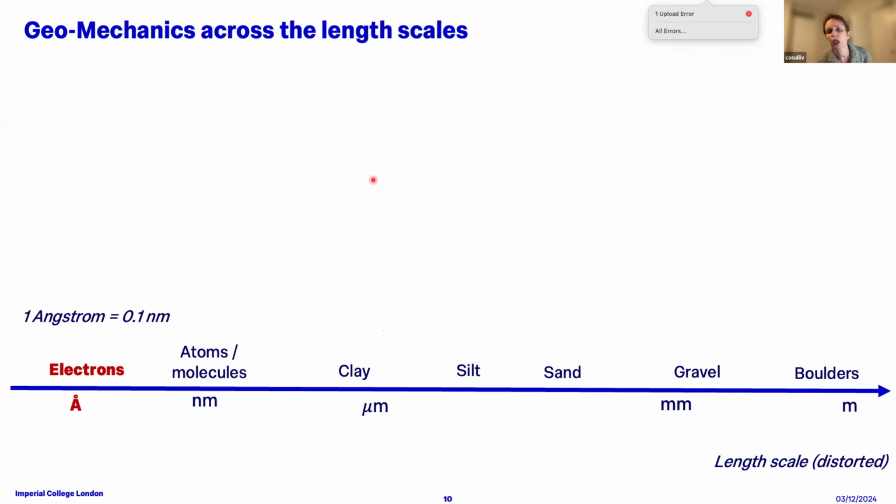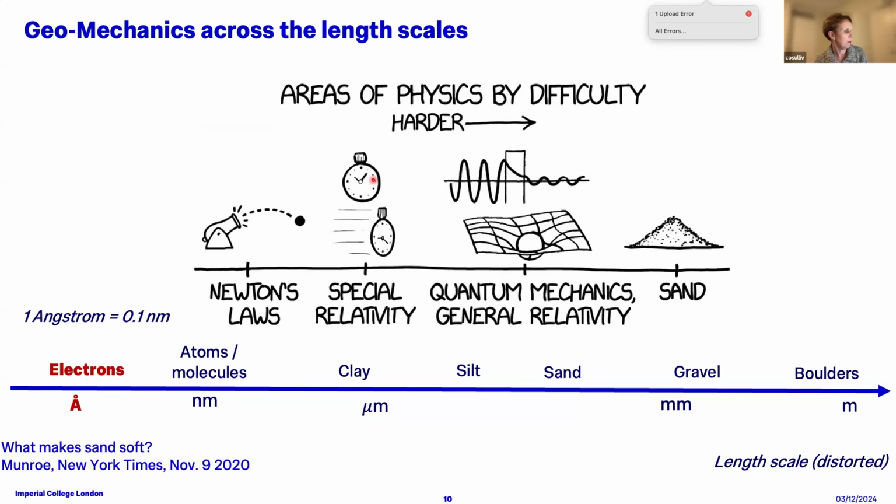So the overall theme of our TC is micro to macro, so we can look across the length scales. We could start with thinking about electrons as a particle, but apparently, according to the New York Times, that's a relatively easy topic, and we should really just move directly to sand, where we see the more challenging problems.